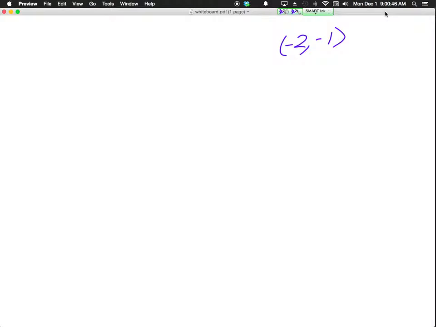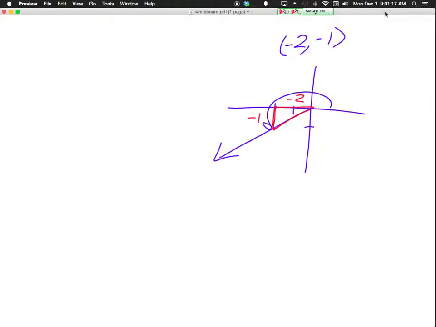So let's plot it. Negative 2, negative 1. I'm looking at an angle that looks like that. But I just want to look at the triangle that is formed right there. So what 2 sides do I know of the triangle? Negative 1 and 2. I've got a negative 1 right there, and I've got a negative 2 right there.